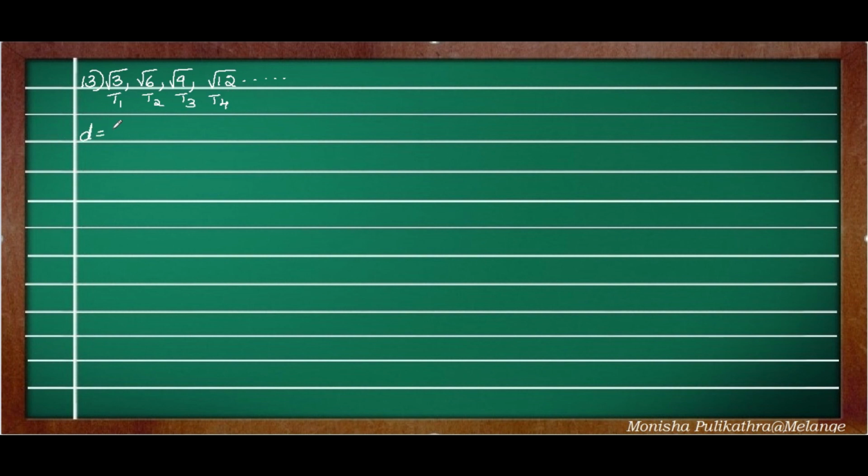And next, finding out the common difference, that is T2 minus T1. So T2 is root 6 minus T1 is root 3. So in this case we can't split the numbers. Okay, why can't we split the numbers?